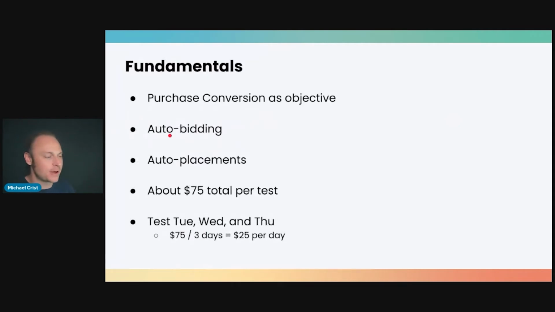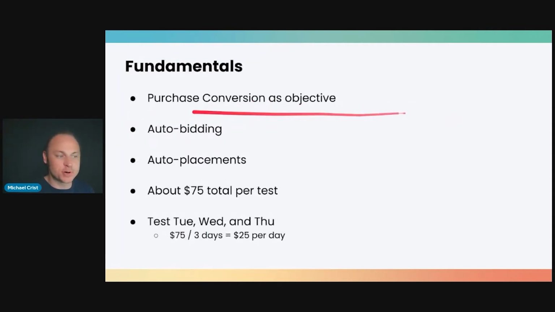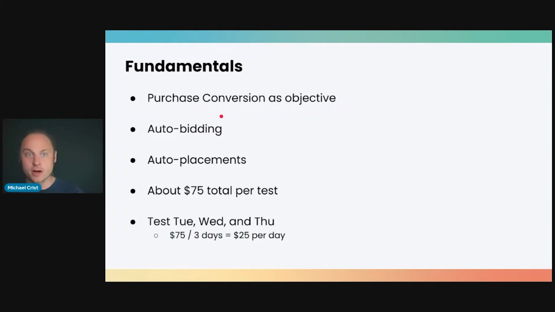So first, let's talk about fundamentals. We always want to use the purchase conversion objective for the methods I'm about to show you. There may be some other methods out there that utilize other objectives. We like to use the purchase conversion objective. We're always going to use auto bidding. This is Facebook's default. You can choose between auto and manual bidding. We always leave it in auto bidding when we're doing our testing. We also like to use auto placements when we're testing. Again, this is Facebook's default. You shouldn't have to change anything.